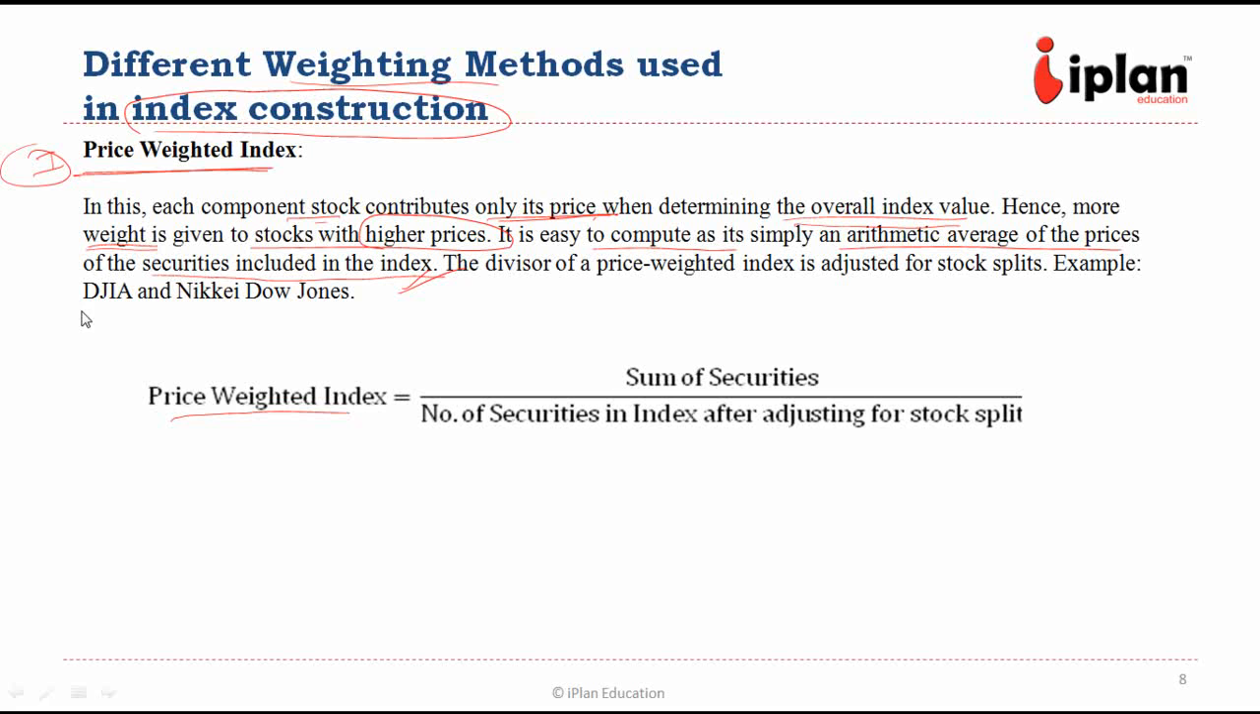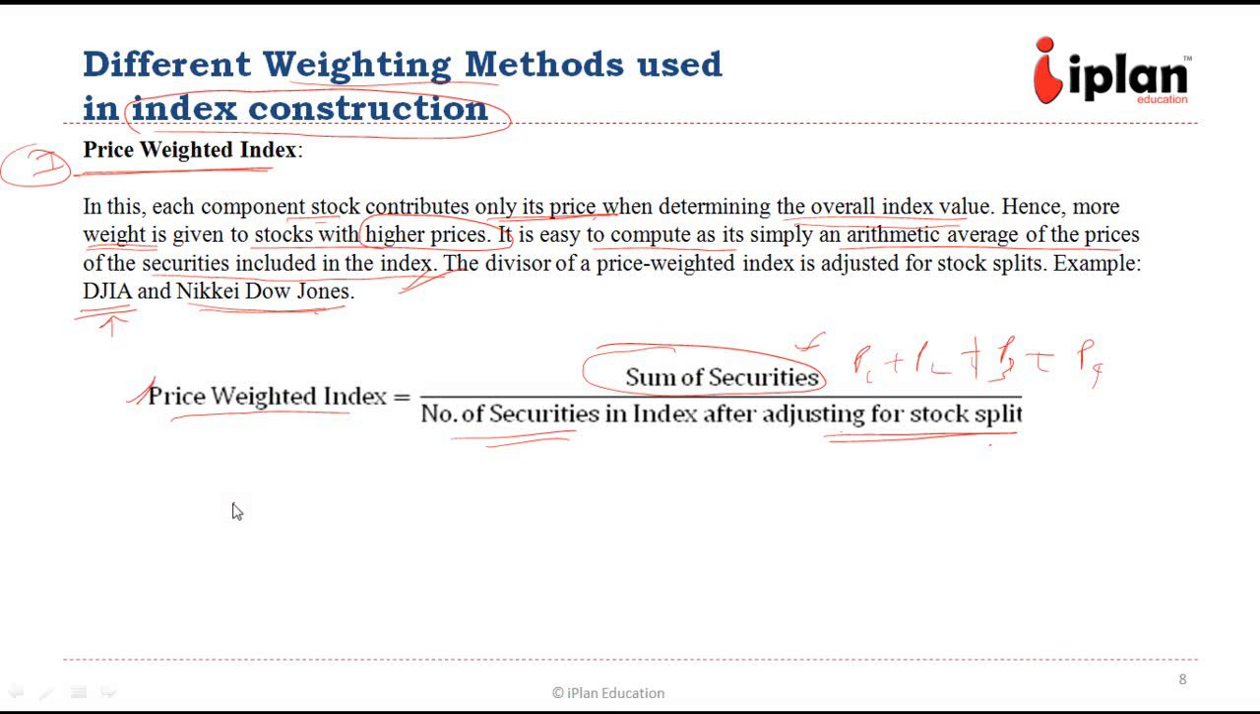The examples are the Dow Jones Industrial Average, which is one of the most important indices, and the Nikkei Dow Jones. So the index can be calculated as the sum of the securities' prices, divided by the total number of securities. But that has to be adjusted for stock splits.